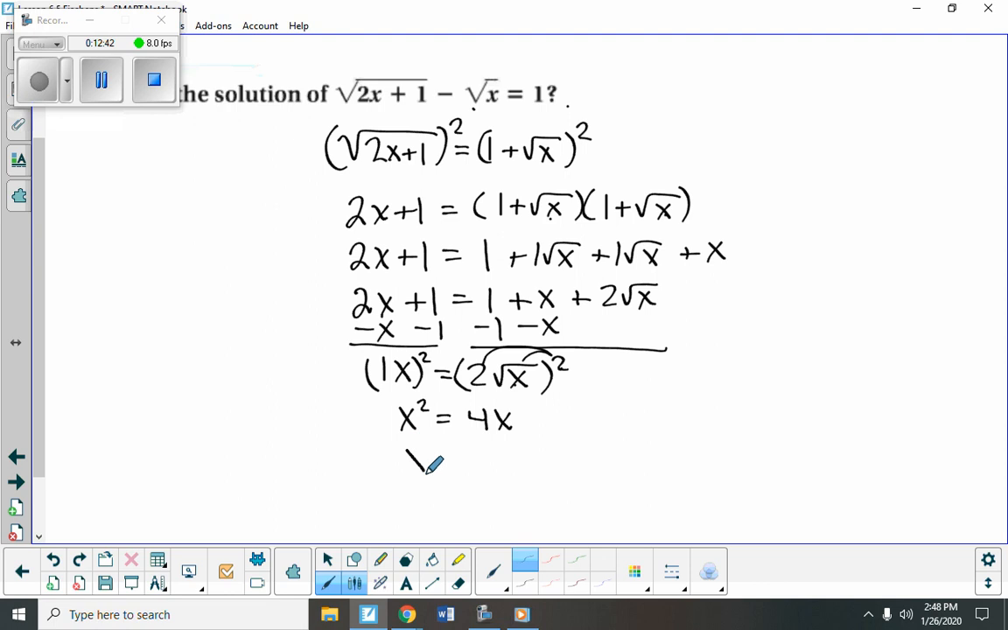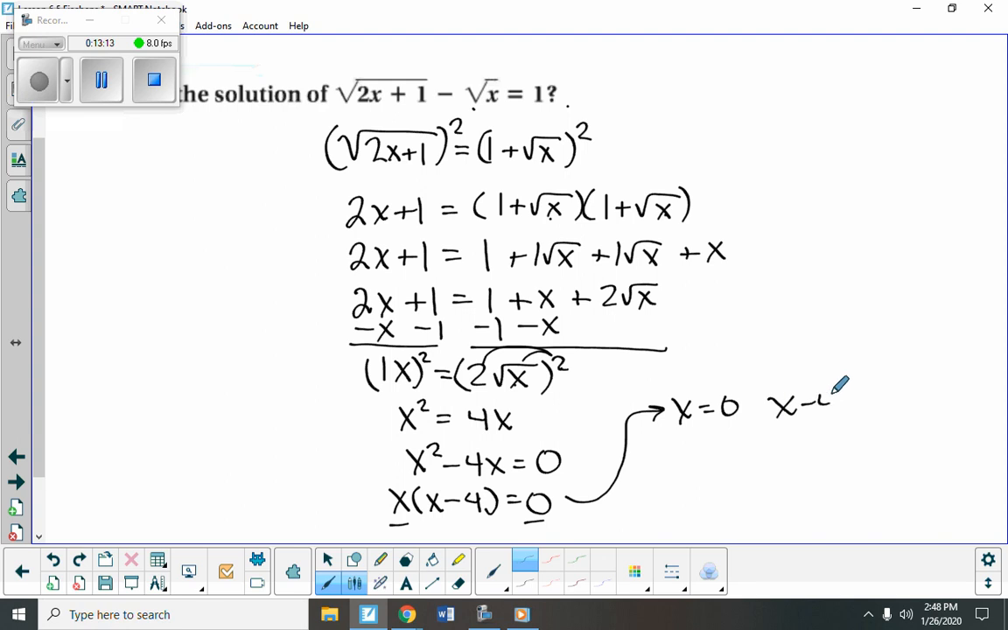So now we need to bring everything to one side because it's quadratic. And you could do the quadratic formula. Your a would be 1, your b would be negative 4, the c would be 0, or this is one where you can factor an x out of both terms. So you would have x times x minus 4. X squared, if you take out an x, you have x. 4x divided out an x, you have just 4. And then we set each of those equal to 0. X equals 0, so you take this factor set equal to 0. X minus 4 equals 0. Take this factor set equal to 0. So x equals 0 and x equals 4.